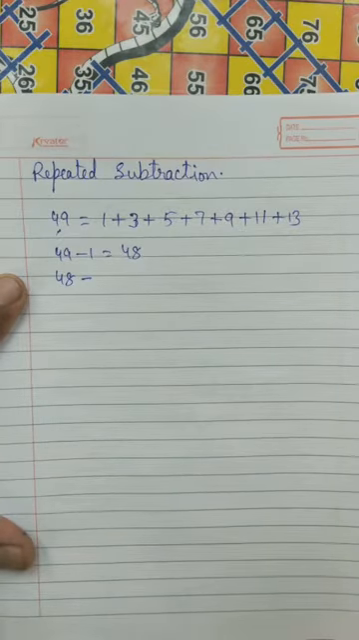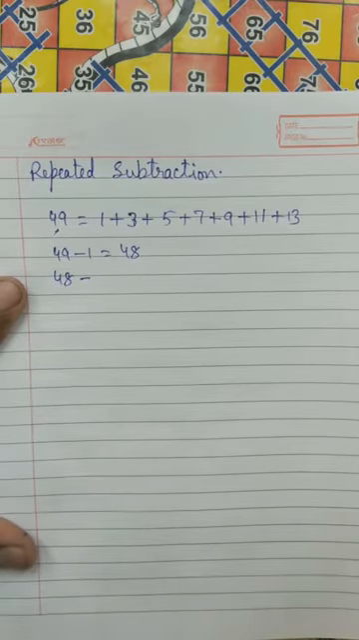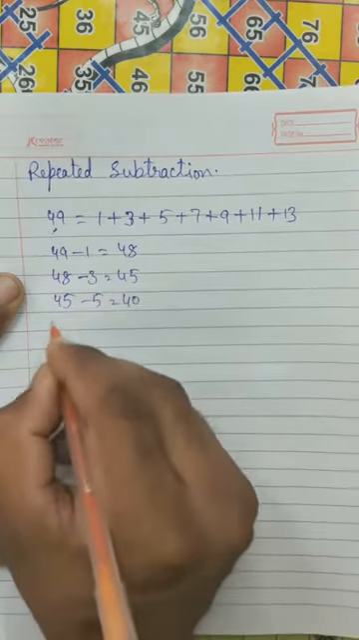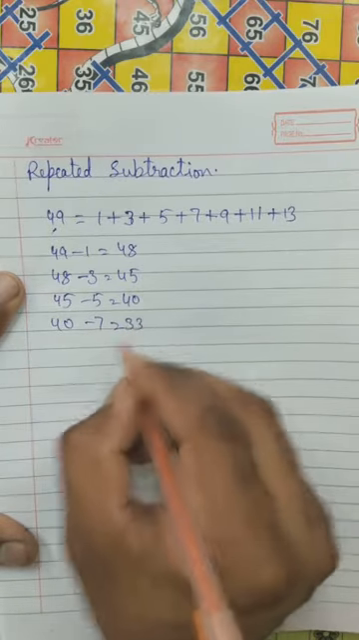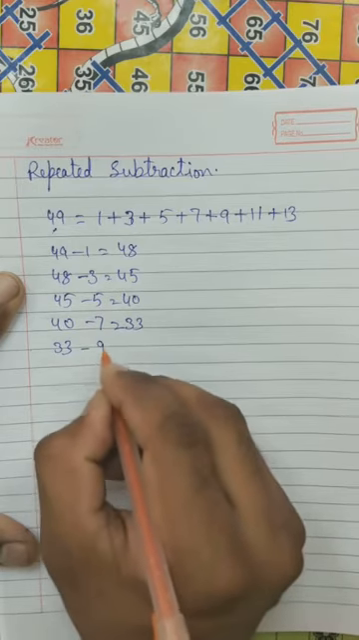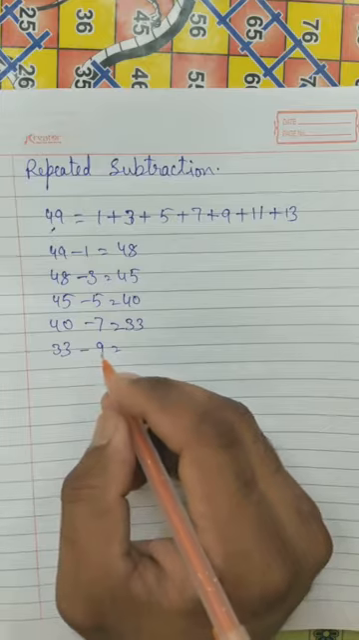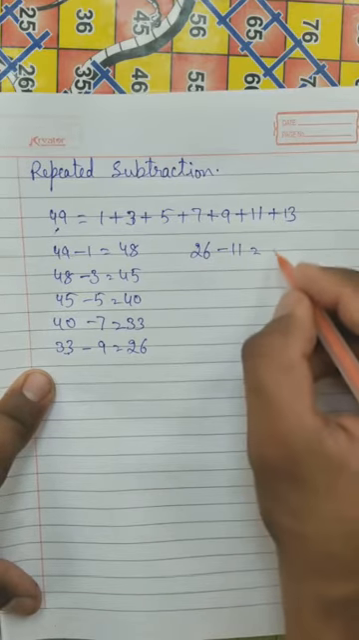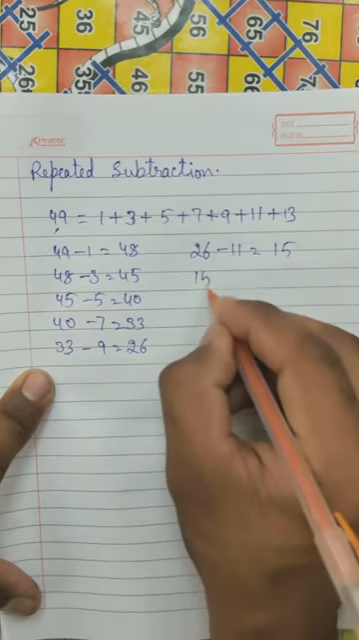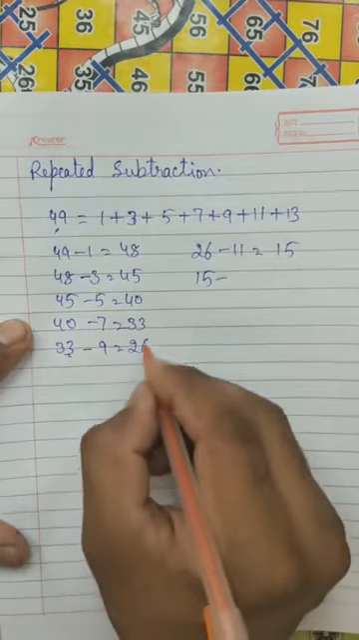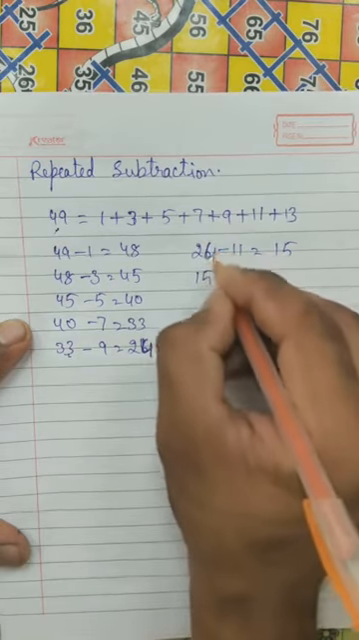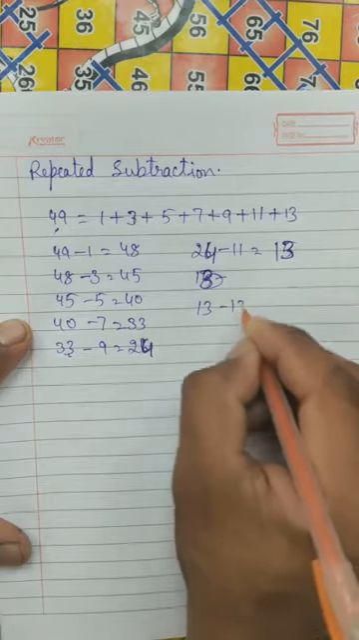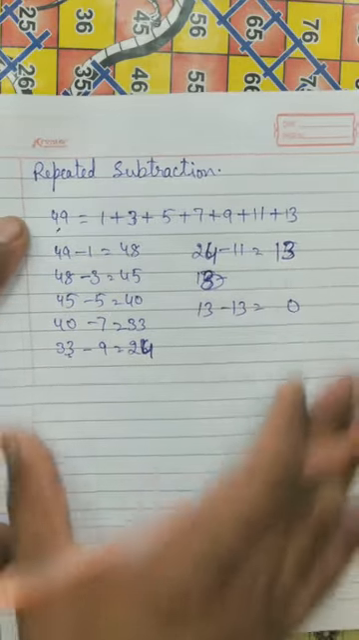There is only one type of question in 3.2. There are 8 questions and all will be done in this way. 48 minus 3, that is 45. 45 minus 5, that is 40, and 40 minus 7, that is 33. 33 minus the next one, 9, that is 24. 24 minus 11, that will be 13 here, and 13 minus 13 will be equal to 0. In this process we will do all the questions.